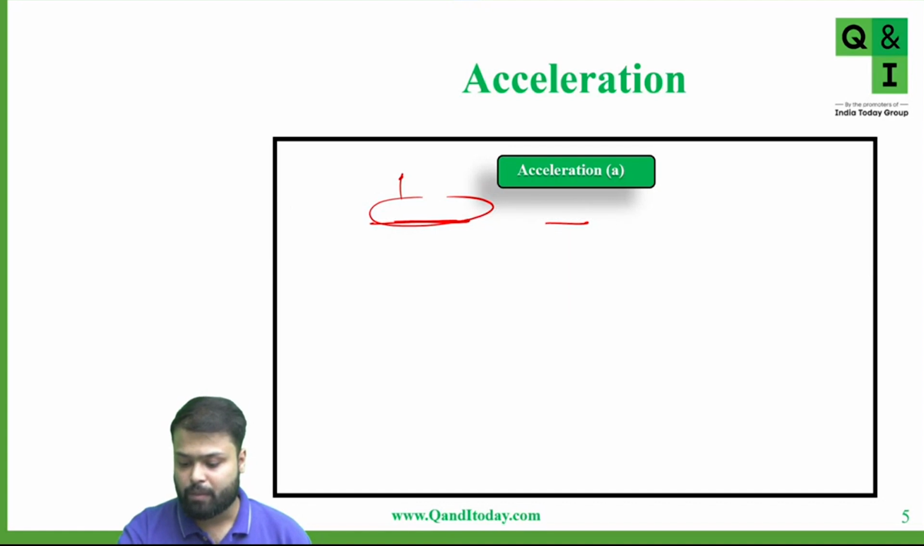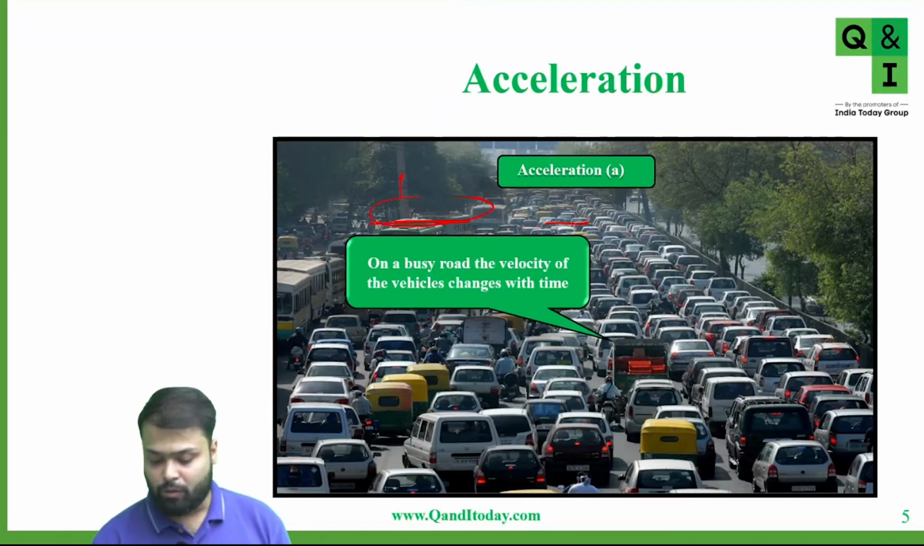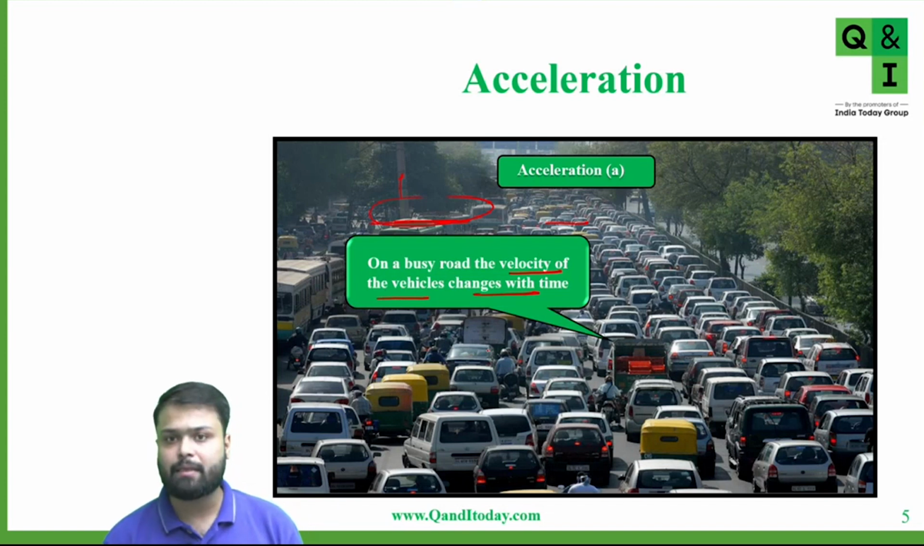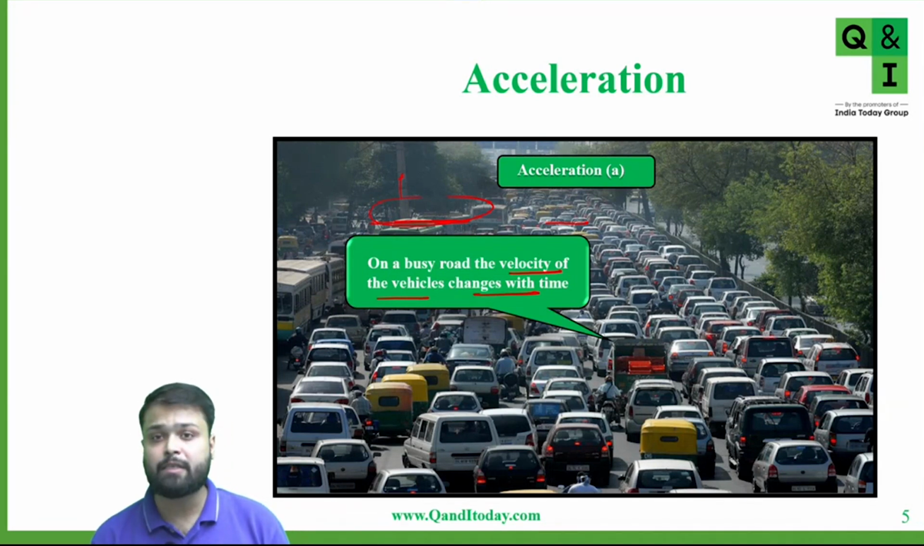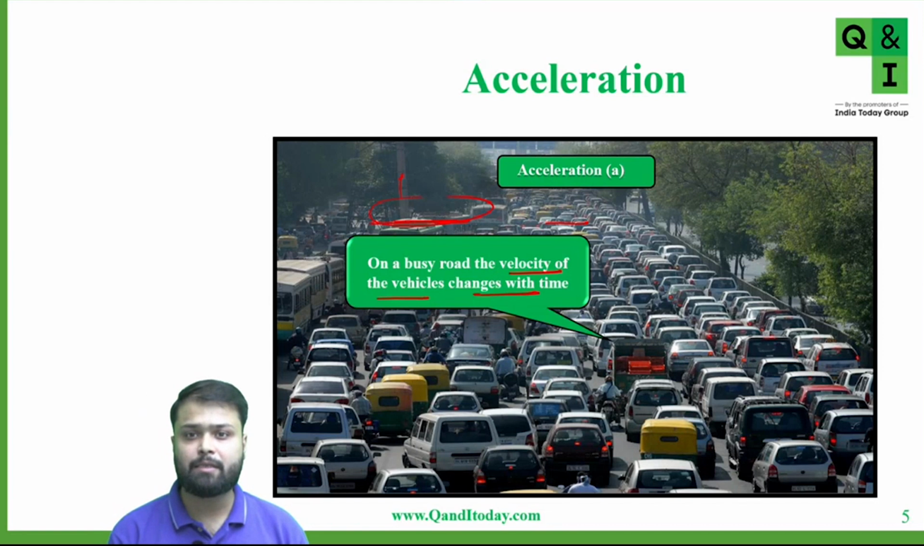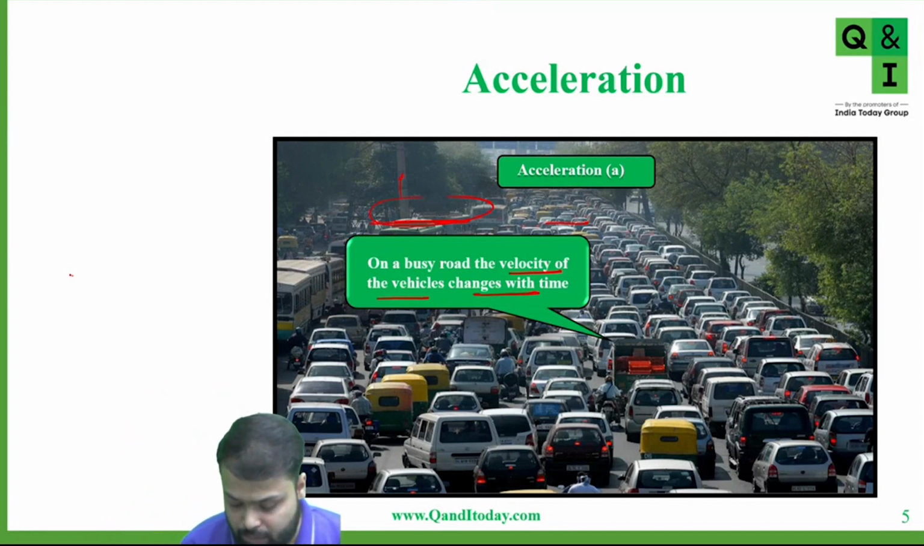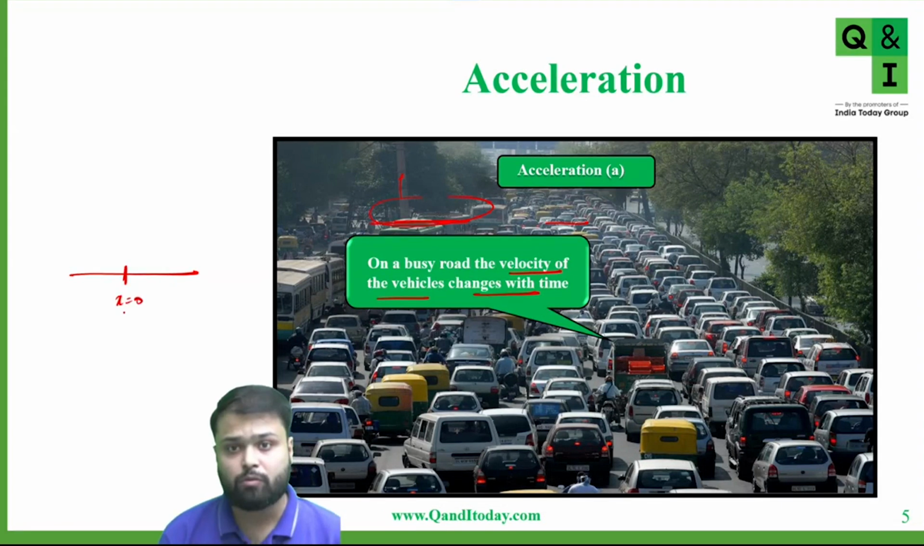Okay, very good. So you can see here there is a busy road. On a busy road, the velocity of the vehicles changes with respect to time. So we can say the body is under acceleration, because velocity here is not constant. Velocity is changing with respect to time. Sometimes speed will increase, sometimes speed will decrease, sometimes it remains constant. So when speed is constant, we can say there is no acceleration. But when speed is changing with respect to time, either speed is increasing or decreasing, we can say there is an acceleration.